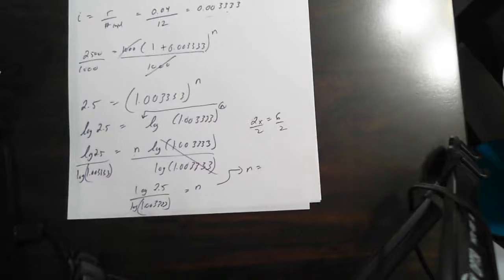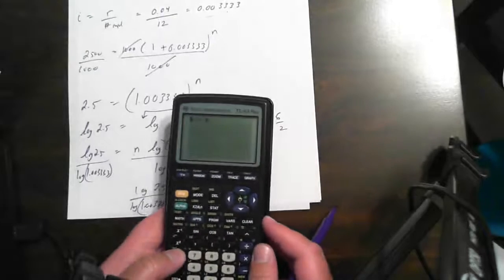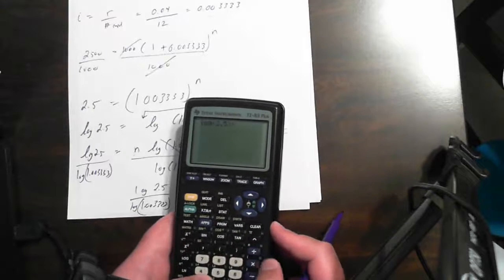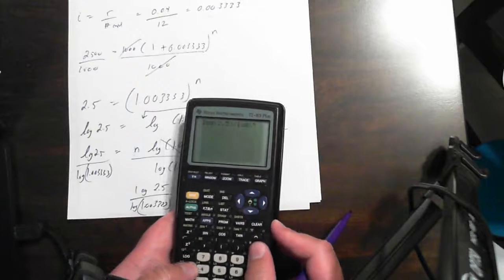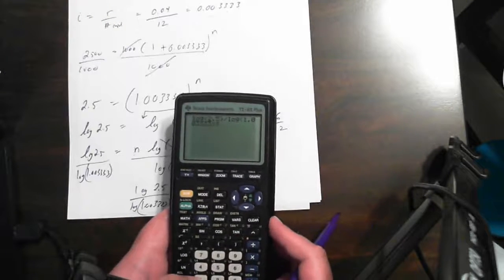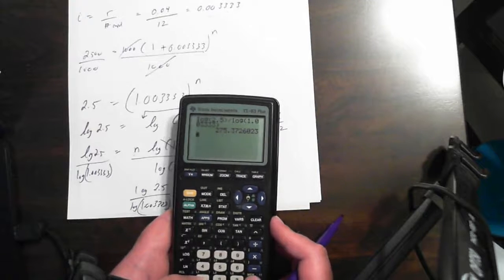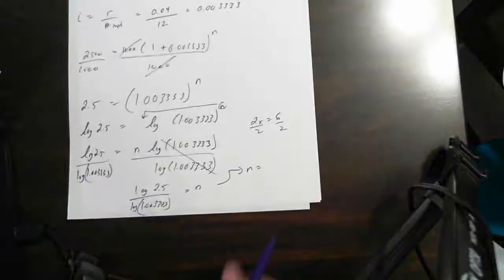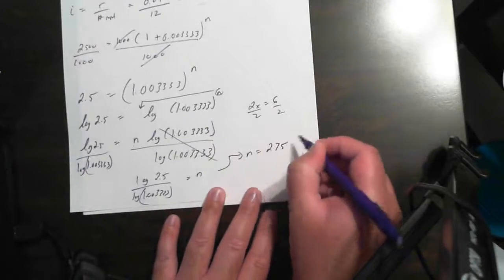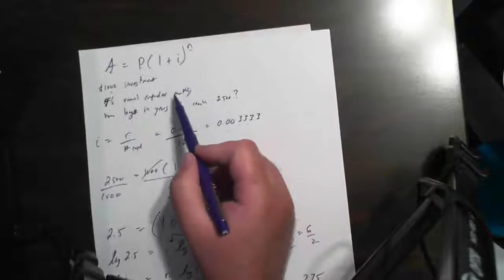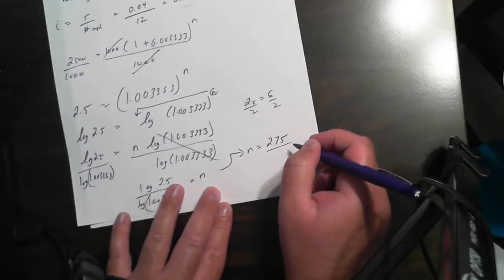So I would just punch in log 2.5, close off the bracket, divided by log of 1.003333, close off the bracket. And you notice that I get 275.37. For now, we'll just say 275. Okay? So 275. So what you notice actually is that this is not in years. This is actually, because this is compounded monthly, in months. So this is 275 months.